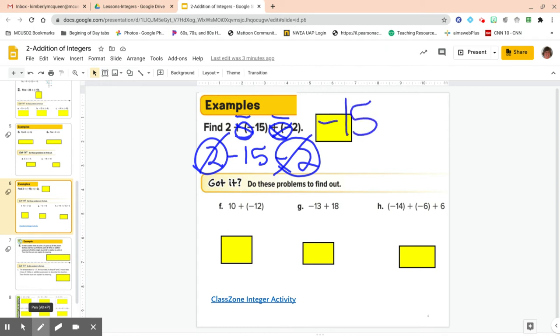Now, if you wanted to go ahead and solve these, you sure could. 2 minus a 15 gives you a -13. A -13 minus 2 more, same signs mean that you add the numbers and keep the sign. It still comes out to be the exact same answer. Let's look at letter F.